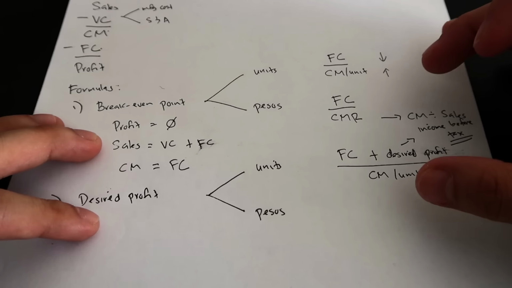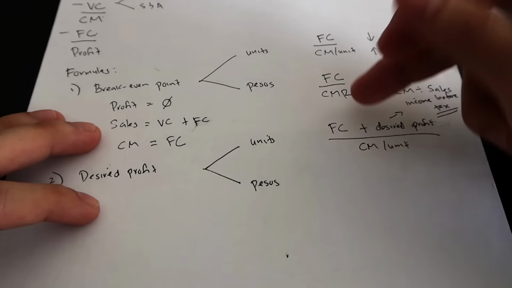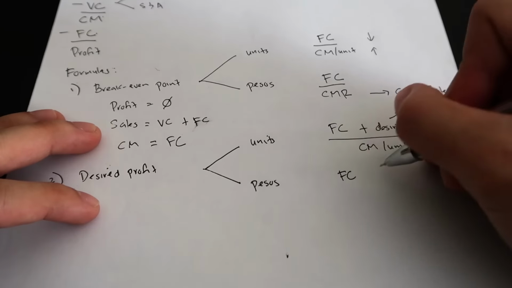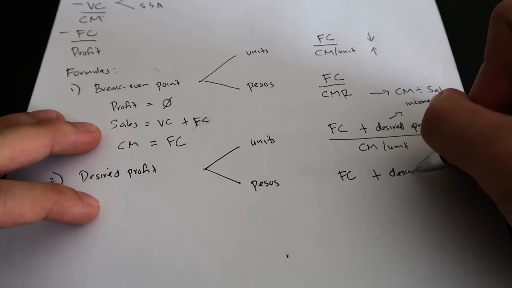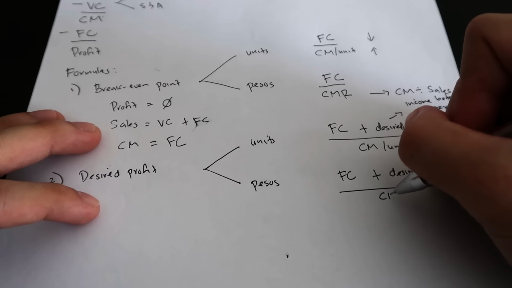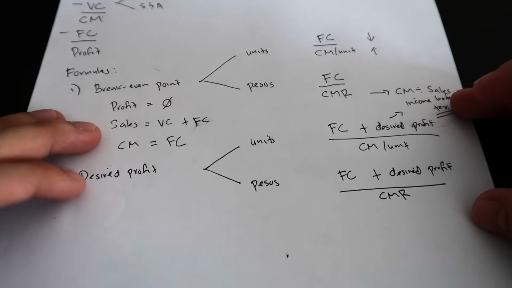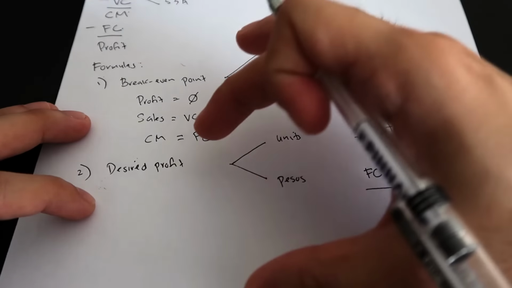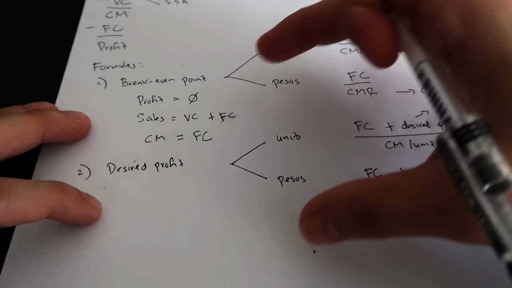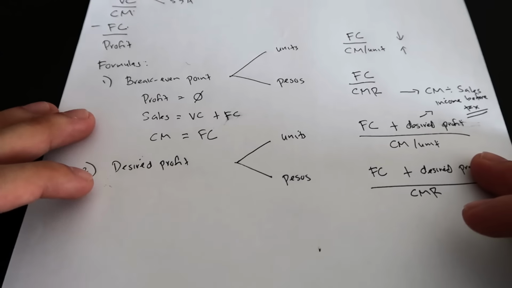It means, if given ka ng tax rate, kailangan i-gross up mo siya. How do you gross up? You divide it by 1 minus tax rate. Now, in pesos, variation lang din siya. Fixed cost plus desired profit over CM ratio. Fixed cost plus desired profit divided by CM ratio. That's your unit sales to achieve the desired profit, or the peso sales to achieve the desired profit. Got it?